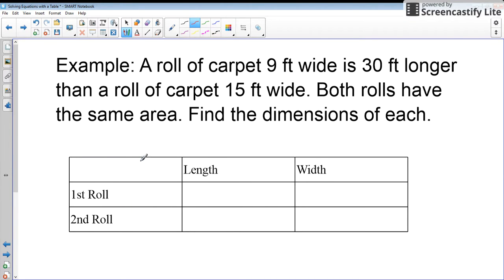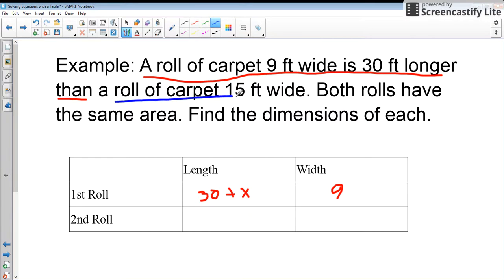So let's see here. A roll of carpet. We'll call that the first roll. The first roll is 9 feet wide. So we already have that. That's 9. Width, first roll. And then it's 30 feet longer than a roll of carpet that is 15 feet wide. So in other words, it's 30 more than the other one. I don't know how long the other one is, so I'm just going to call that X. All right. Now, the other one, which I will write in blue, the only thing it tells us is it's 15 feet wide. So, again, the length should just be X here.